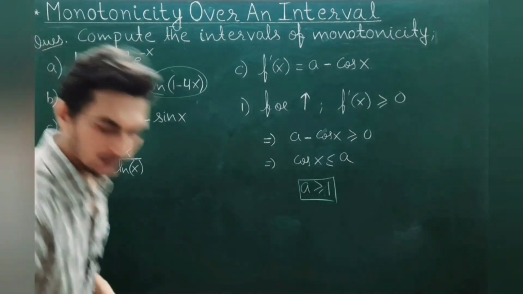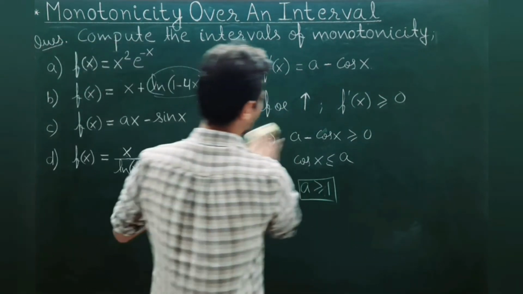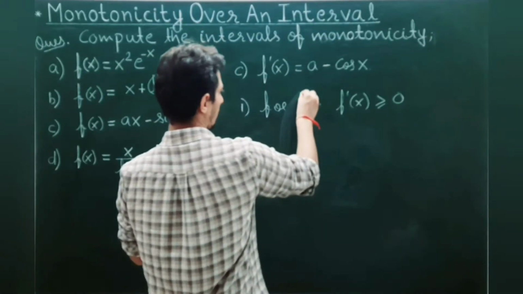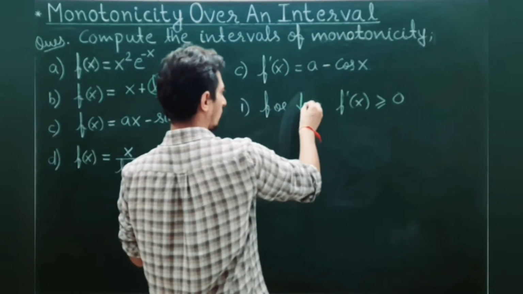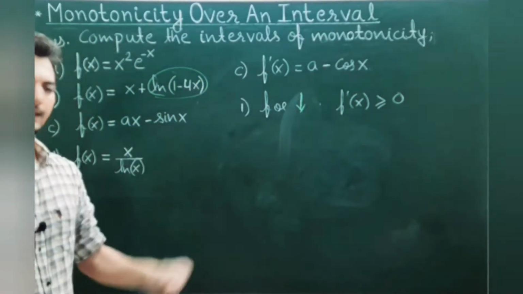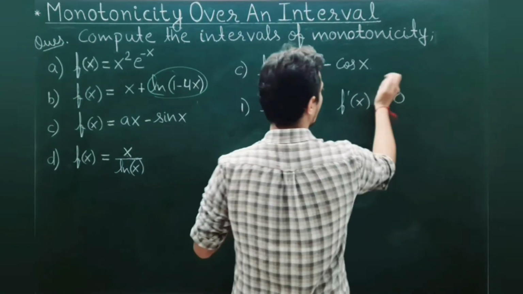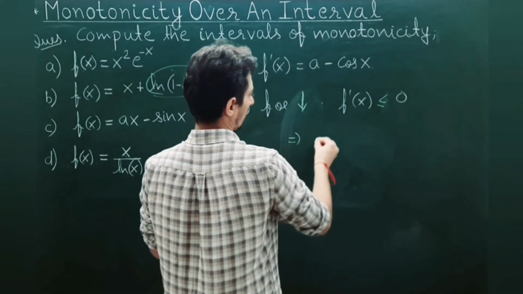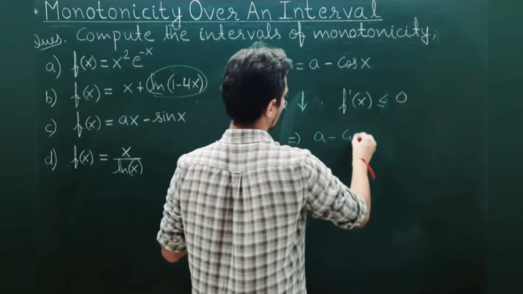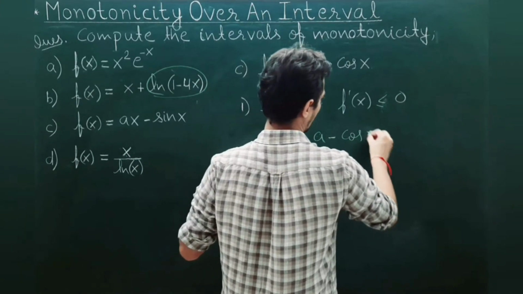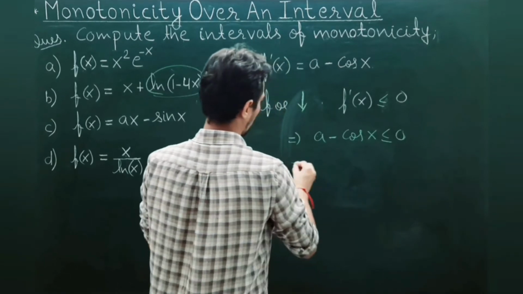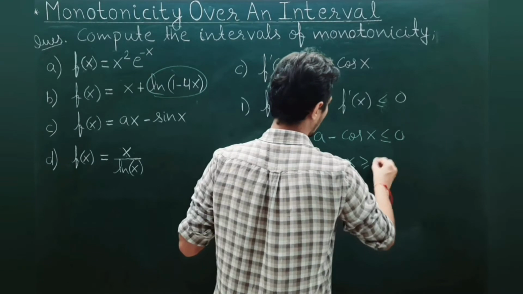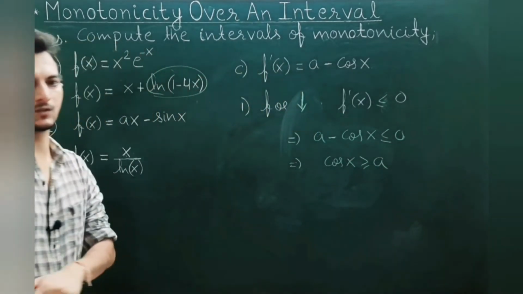Okay, similarly you can see for the decreasing behavior. If I want to make this function decreasing or strictly decreasing, I need f'(x) less than or equal to 0, or you can say that A minus cos x is less than or equal to 0, or I can say that cos x is greater than or equal to A.